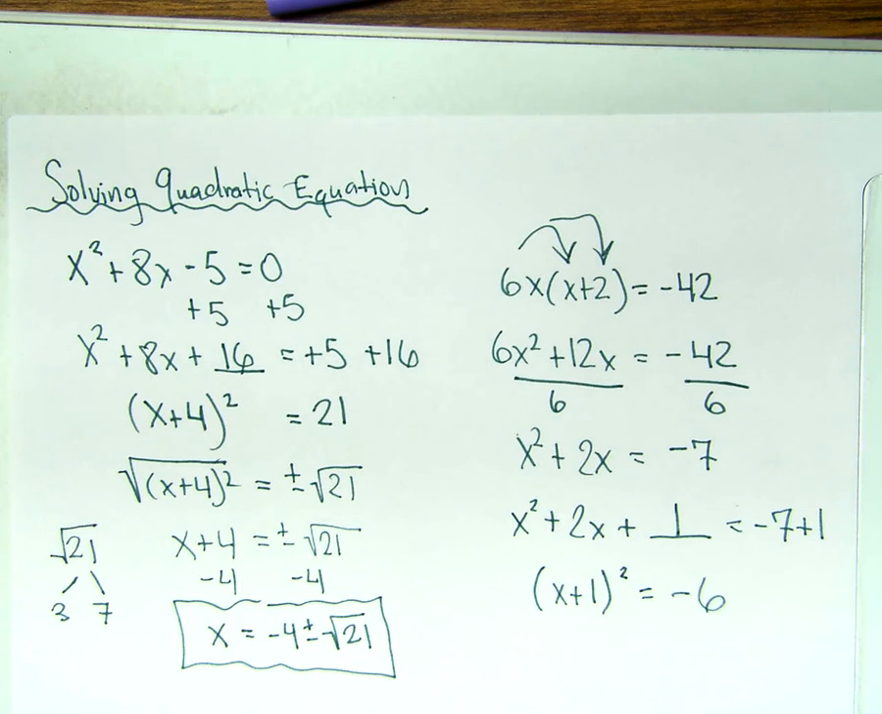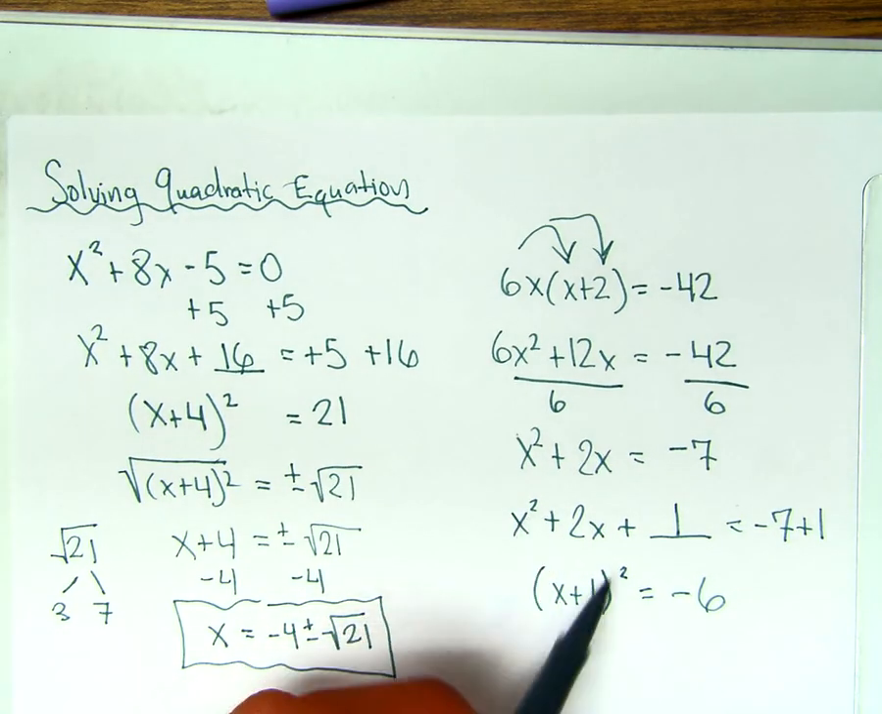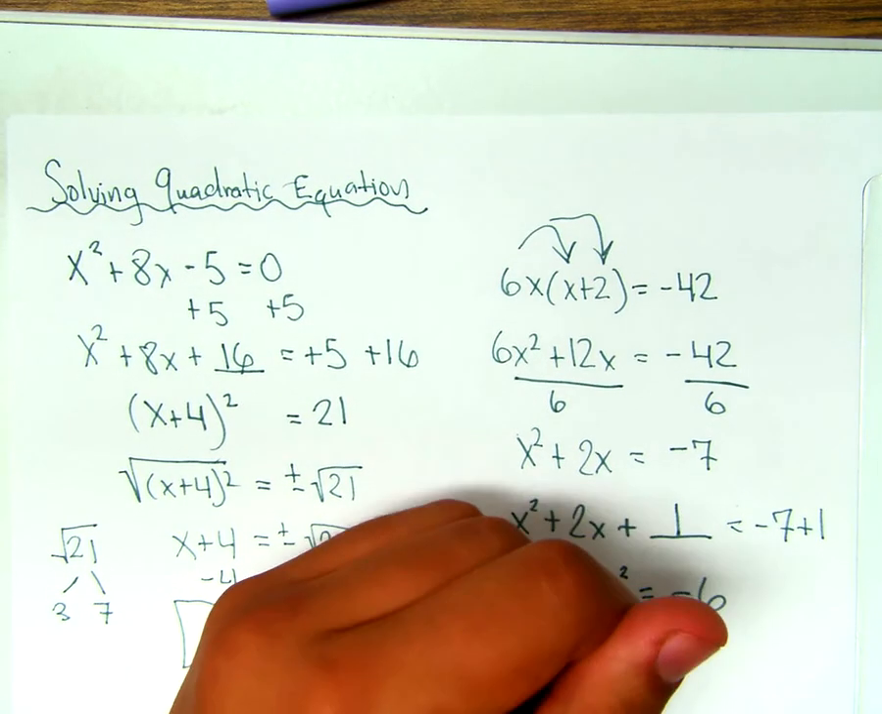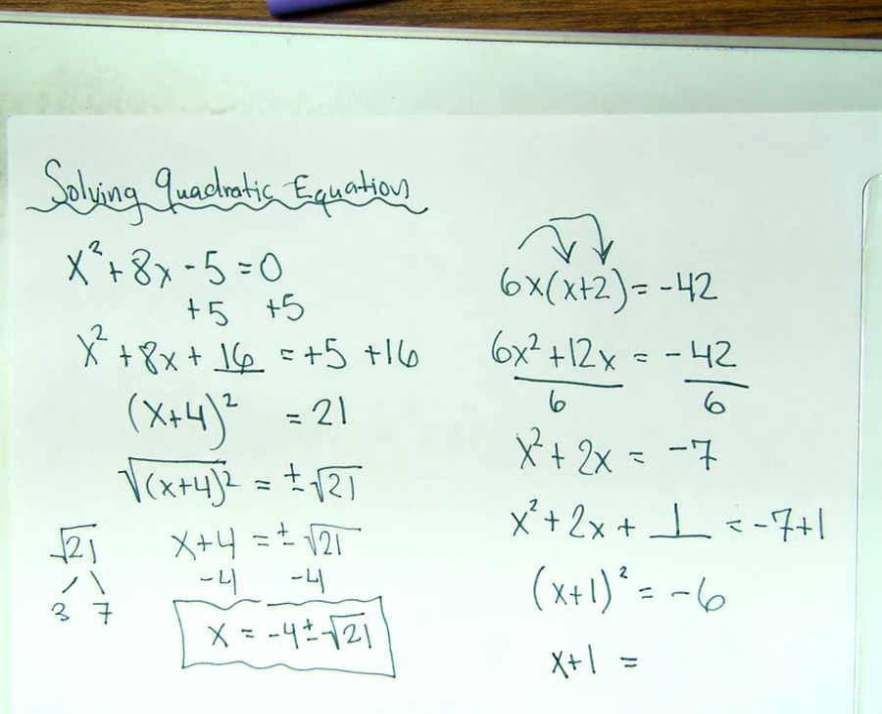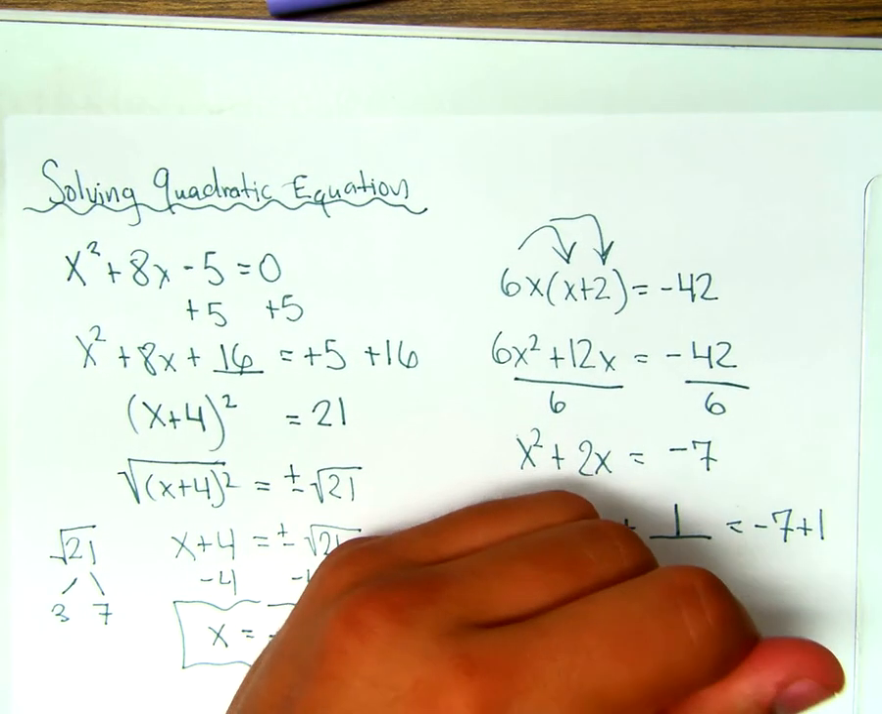Alright. Now, we've completed the square. We've rewritten it. So we want to use the other methods. And there's not 3 terms, so we don't want to factor. So we want to use square roots. So how do we get rid of that power? Square root it. If I square root this, what will I be left with? X plus 1. Then when I square root this side, what will it look like? Yeah, plus or minus the square root of negative 6.